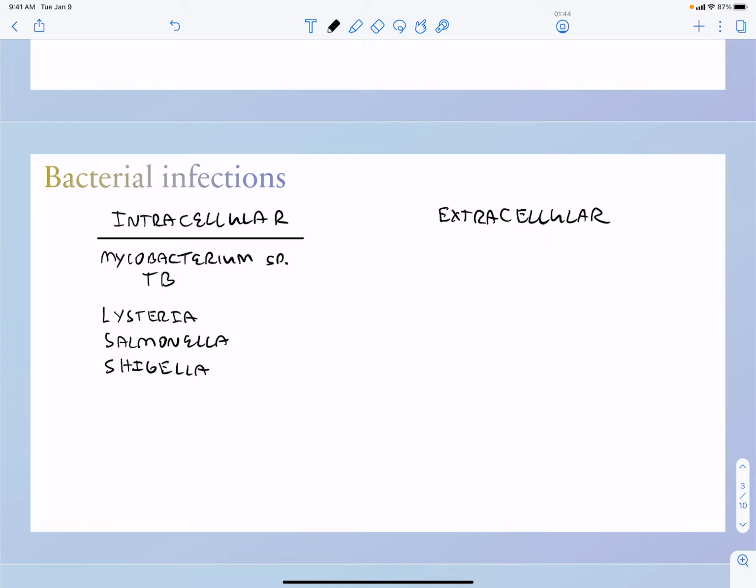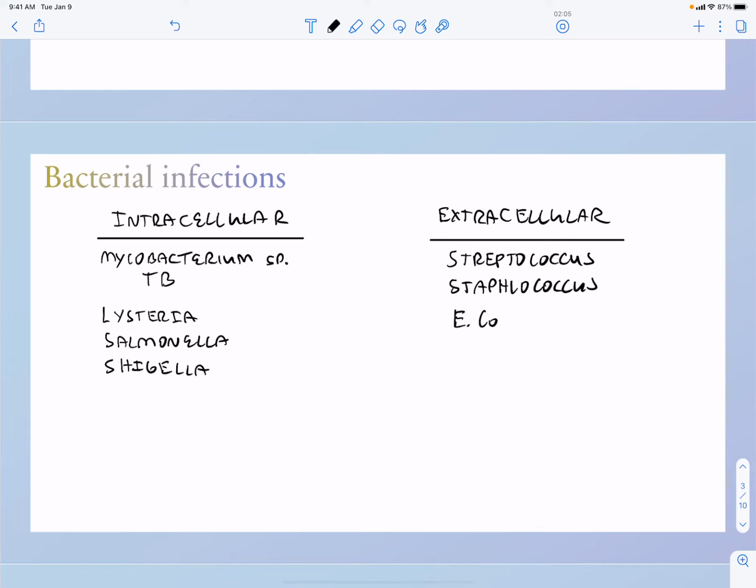And then for our extracellular bacteria, it's going to be a majority of them, but for the famous ones, we have our Streptococcus, and we have Staph, and we have E. coli, and we have Neisseria.